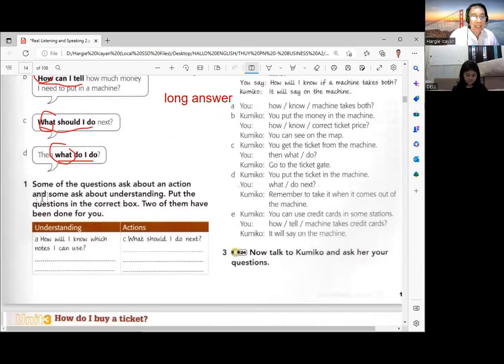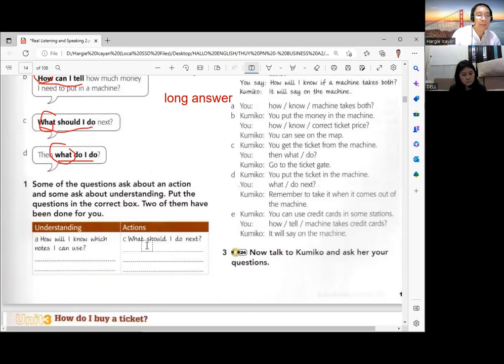In number one in here, some of the questions ask about an action and some ask about understanding. So put the questions in the correct box. Two of them have been done for you. Okay, one example of an understanding question is, how will I know which notes I can use? Why is it understanding? And then the second one, what should I do next? So that would be an action.